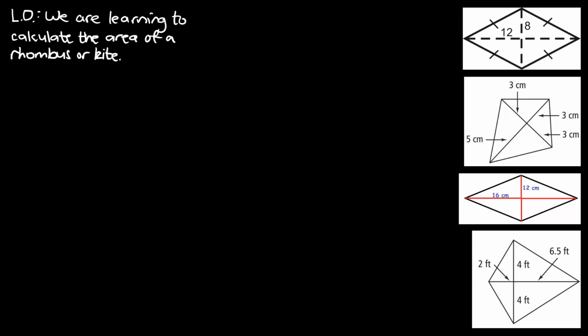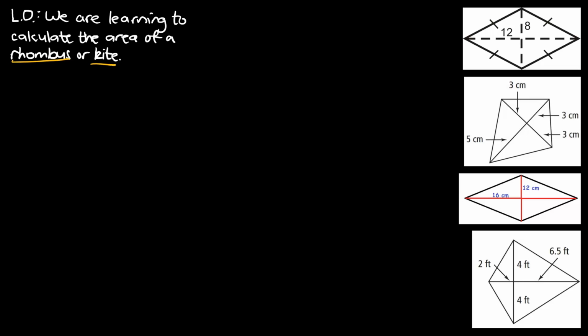Today's learning objective is in white, and we are learning to calculate the area of a rhombus or kite. So those are two new words, or two new shapes, that we're looking at, and I'm just going to explain what each of them means. We're going to go through the shape and their physical characteristics, and then I've got 4 examples on the right, 2 of each. We're going to go through both combinations, and then we'll get into heaps of practice after that.